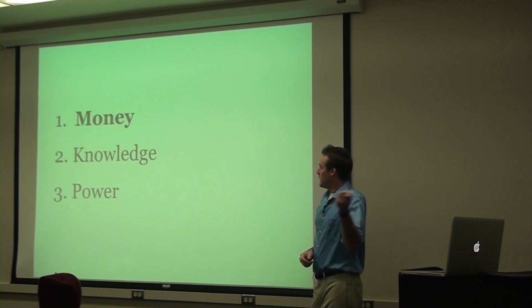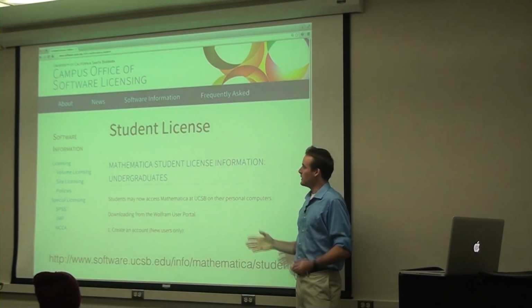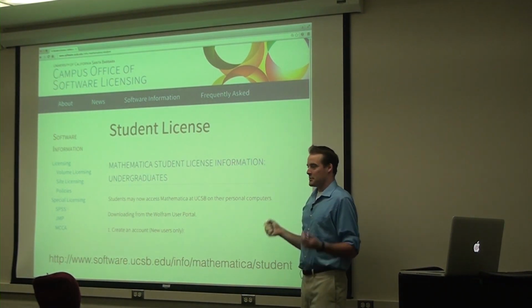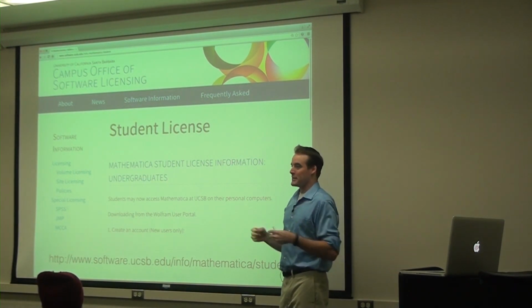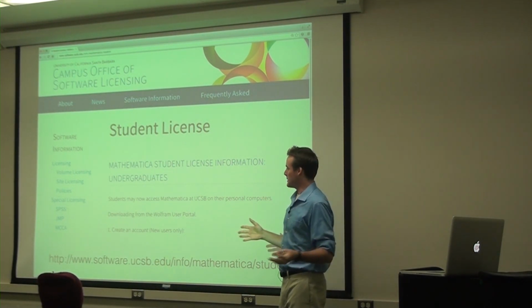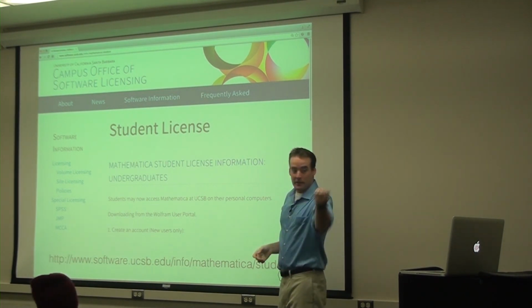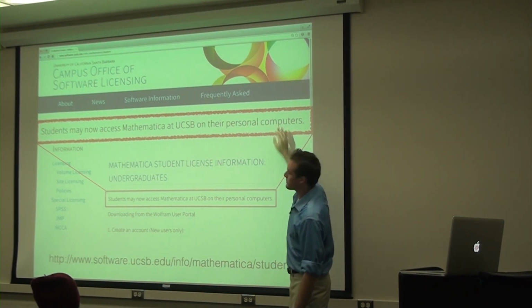The first one. If you Google UCSB Mathematica, you will probably end up at this page for the Office of Software Licensing. And because the people who make Mathematica so desperately want people to use their software because Matlab is so pervasive in the school system, they have struck a very generous deal with UCSB and many other campuses. That deal is summarized with this sentence: students may now access Mathematica at UCSB on their personal computers.